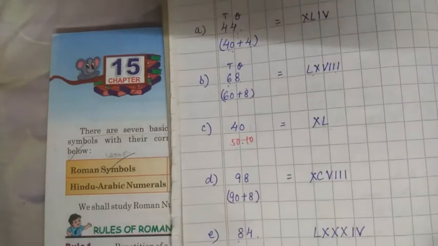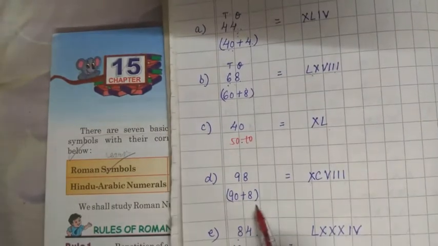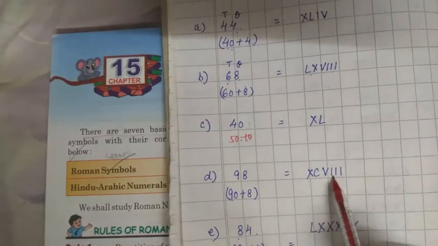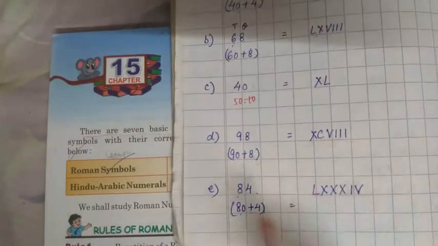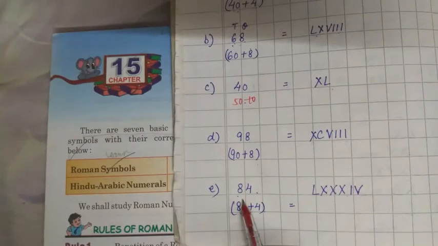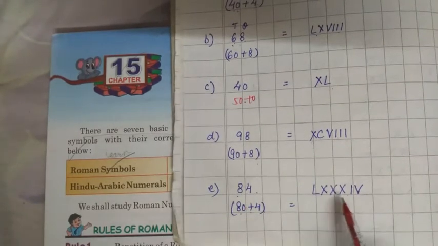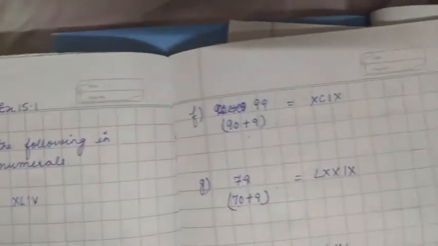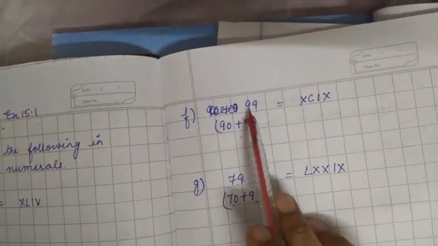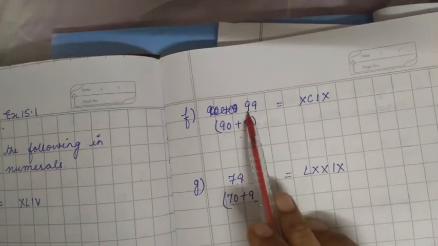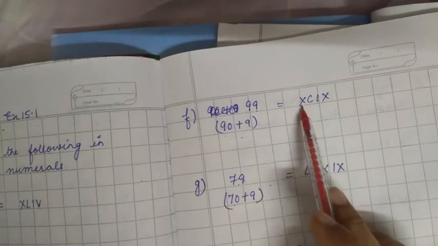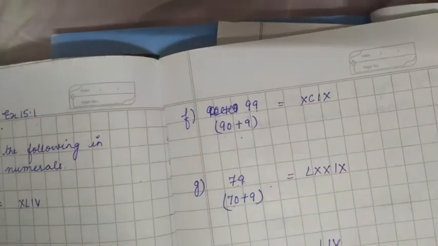Clear? Now 98: 90 plus 8. How to write 90? 100 minus 10, 90, and this is 8. 84: 80 plus 4. So 50, 60, 70, 80, and this is 4. Next is 99. How to write 99? 90 plus 9, ones and tens. 90 is 100 minus 10, and this is the symbol of 9.